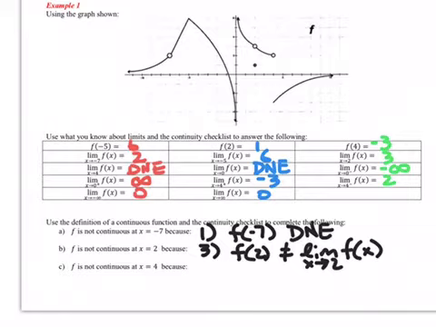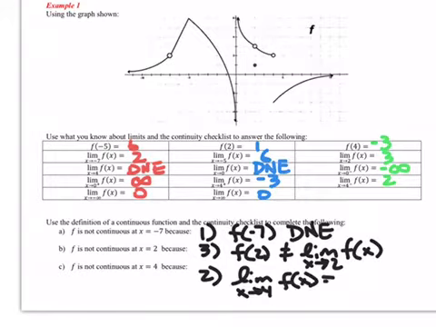f is not continuous at x equals 4, and this is a violation of rule number 2, and that is that the limit as x approaches 4 of f of x actually does not exist. Therefore, we have a violation of rule number 2 there, and we can't move forward.